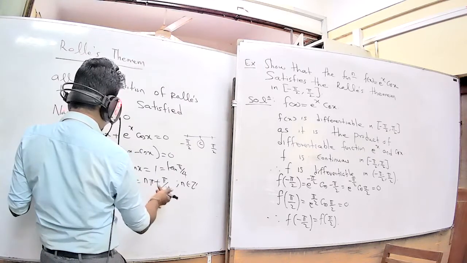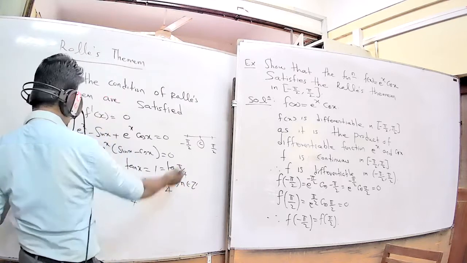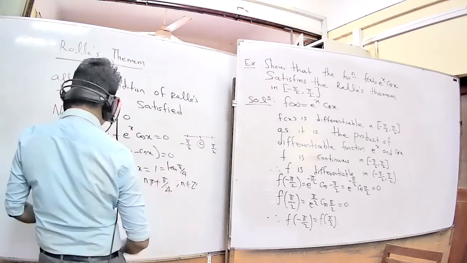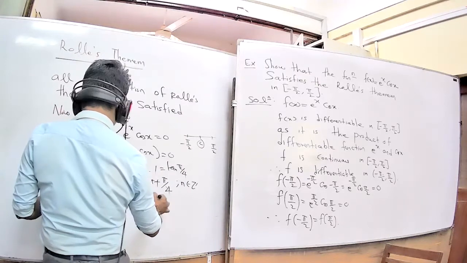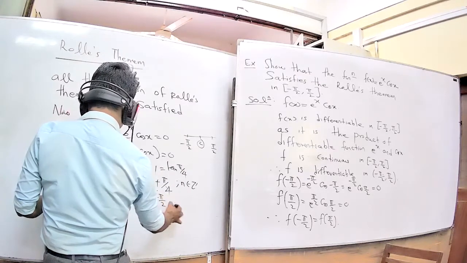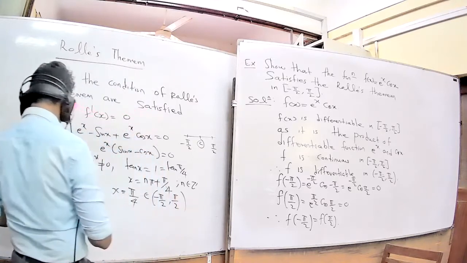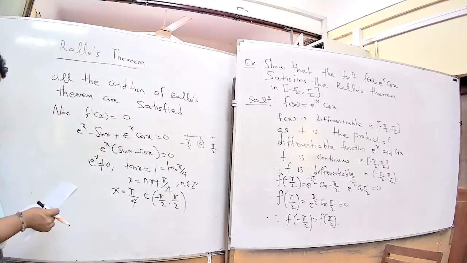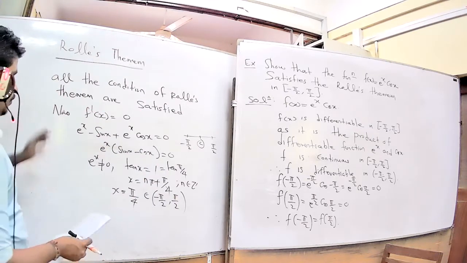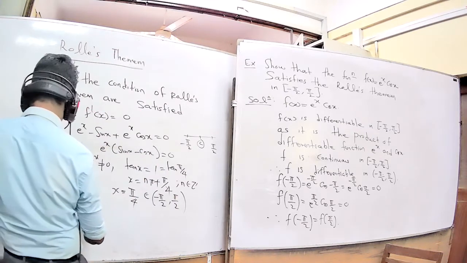You put n equal to 0, because n is a natural integer, then you get π/4 belongs to minus π/2, plus π/2. Therefore, this Rolle's theorem is verified for this question.